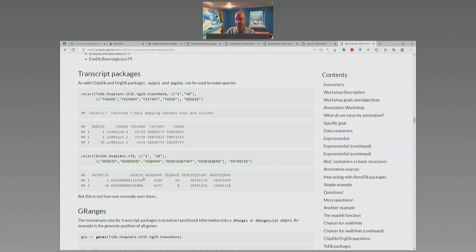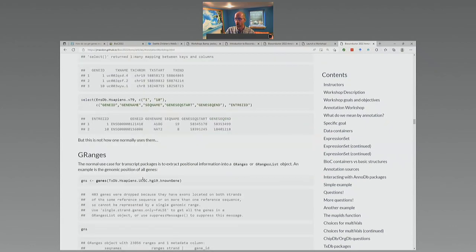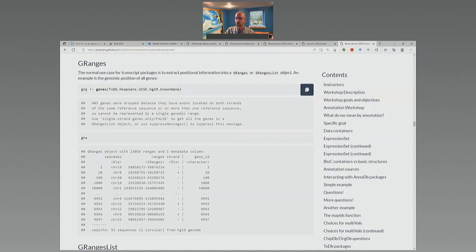You can do the same thing. But that's not really what we would normally do with them. So the nice thing about these is, instead of asking, as we did before, where we got these two genes and said give me the information on that, we can do the opposite, where we can say, just give me all the information. So here we say, we want all the genes from the TxDb Homo sapiens known gene package. If you run that, it'll spit out this thing called the GRanges that tells you all this information. So entry gene number one is on chromosome 19 from this position to that position on the negative strand, right? And there's 23,000 of these things here, and it gives you this truncated output.